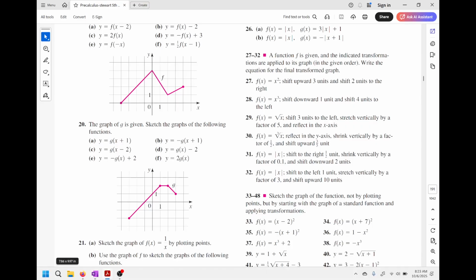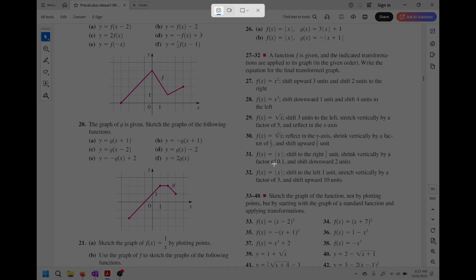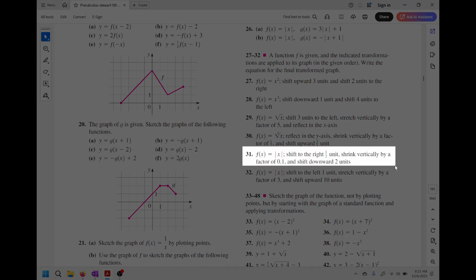Let's try another one here. 31. Here we go.